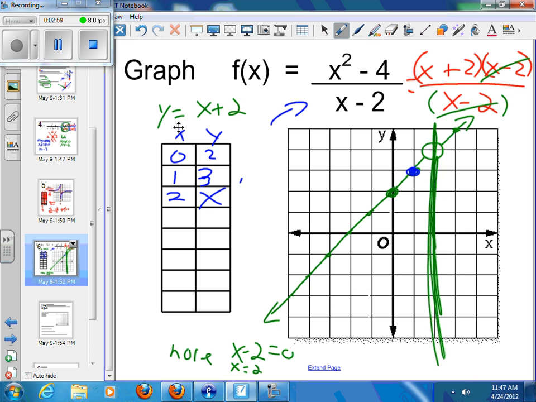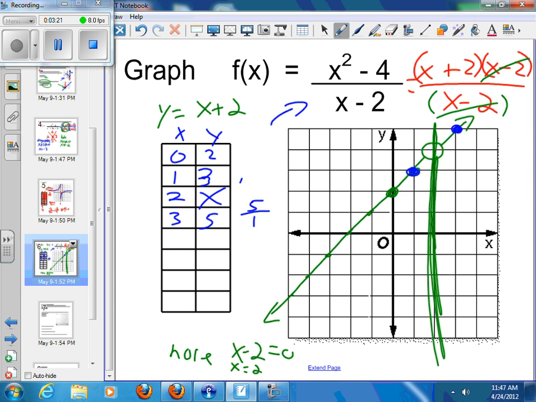Let me go one beyond that to make sure that we're okay in that direction, in my positive direction to the right. So if I try a 3, 3 squared is 9. 9 minus 4 is 5. And 3 minus 2 is 1, so that's going to be a 5. And my point right there is the point (3, 5).